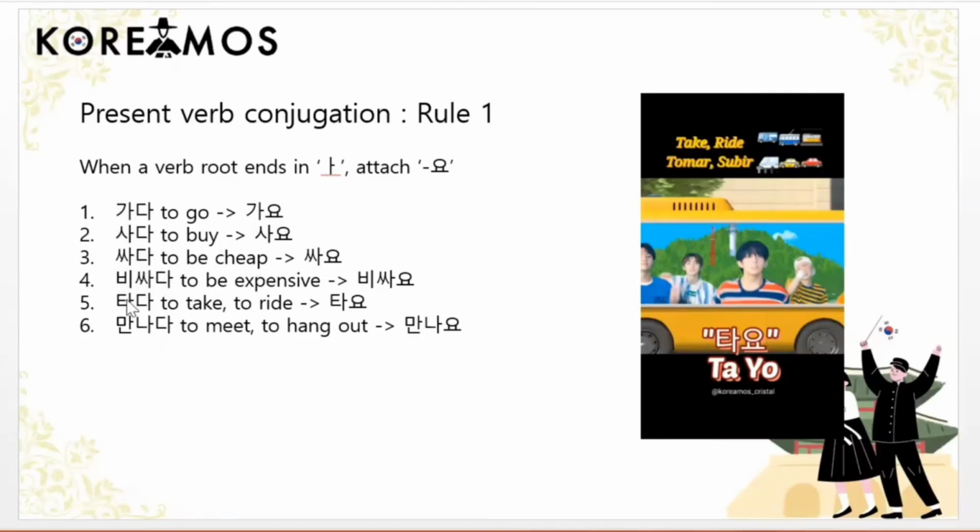And then number four, 비싸다. Here, 비 means not. So it's like not to be cheap, which means to be expensive. 비싸다, 비싸요, it's expensive. Here as well, if we remove 다, 비싸 is the verb root, and the last syllable is important. Always the last syllable matters. So here again, 싸 has the vowel 아, so we attach 요: 비싸요. 타다, 타요. 만나다, 만나요.